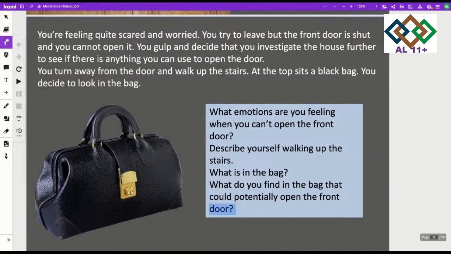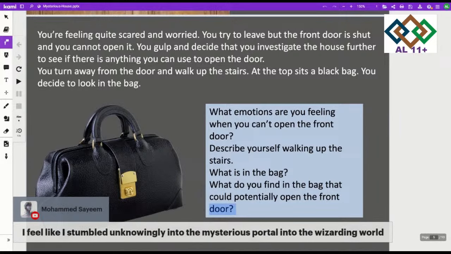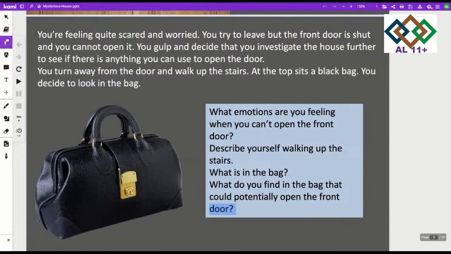So basically, what would you guys feel looking at the bag? What are your feelings looking at this bag? So what are your feelings now? I feel like I stumbled unwillingly into the mysterious, oh, that's a nice one. So basically, remember that what you guys are writing, it's really good. This is what I want. I want the emotions to come from inside.